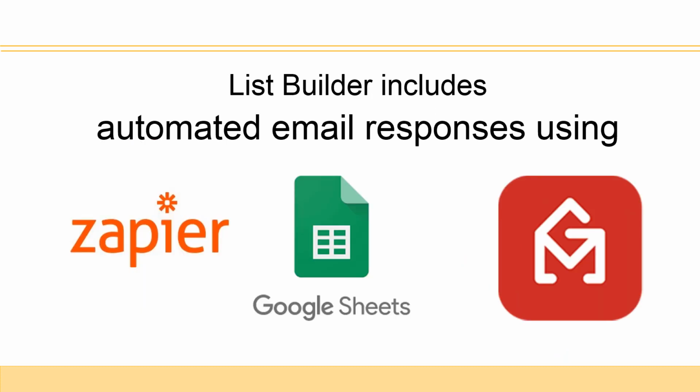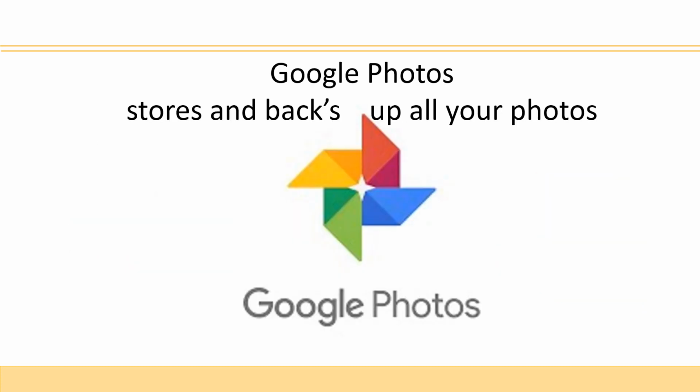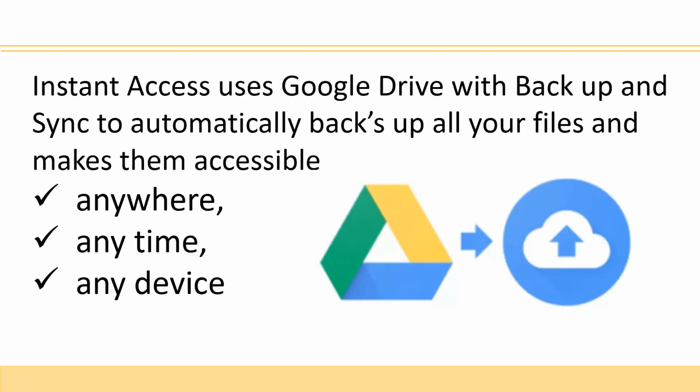List Builder includes an automated email response using Zapier for automation and Google Sheets for recording the clients, and then GMass for sending them out. And we use Google Photos to store and back up all your photos. We have this thing called Instant Access, and it uses Google Drive, and it backs up and syncs all of your data, and it automatically backs up all your files and makes them accessible anywhere, anytime, and on any device. This is a really cool feature that I started doing and absolutely love it.